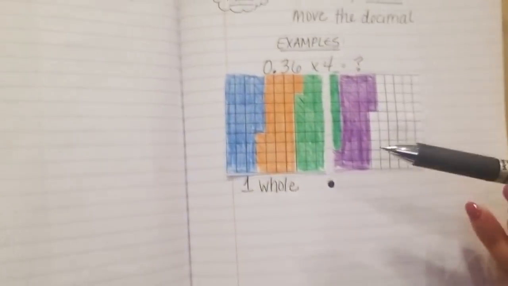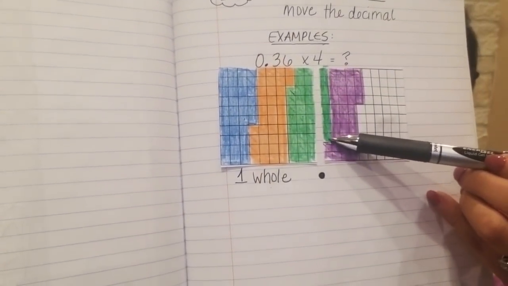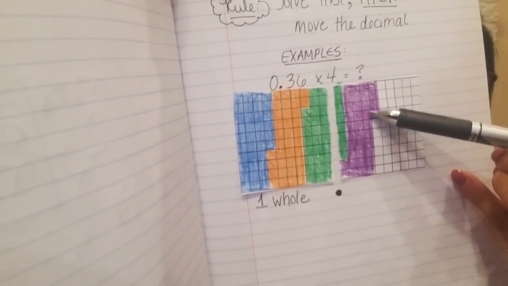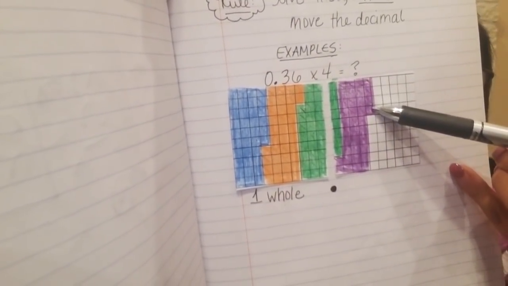And I can count my rows by tens because I know that every row is equal to 10. So I know I have 10, 20, 30, 40, 41, 42, 43, 44. And that 44 is out of 100 blocks. So that's 44 out of 100, which means that I have 1 whole and 44 hundredths. So I'm going to write that down.